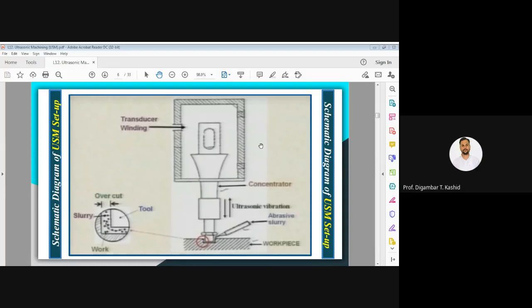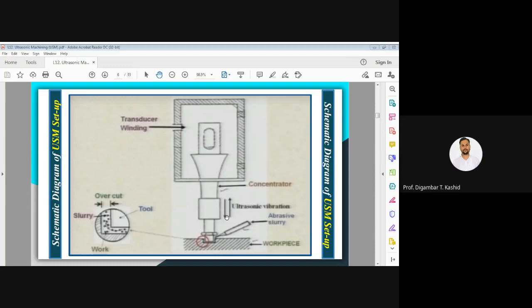Okay, now in that again, what happened in the workpiece due to that hammering or that hitting of the abrasive particle. So there is a tool. Normally, thousands of the abrasive particles will be there under your tool.